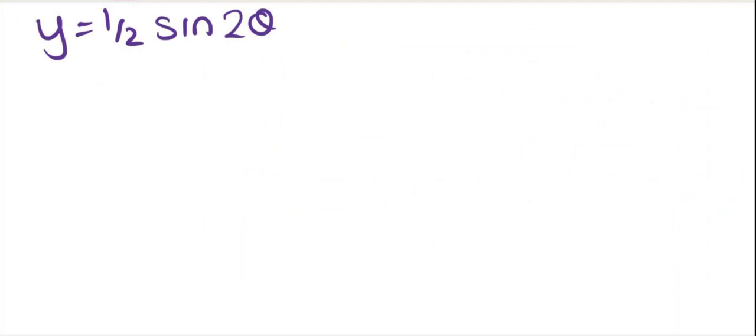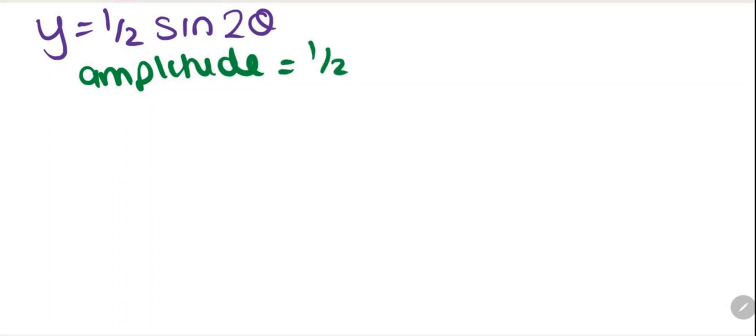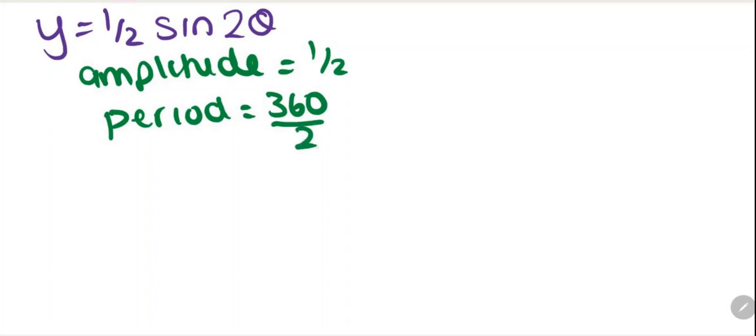Okay, so looking at this graph, our amplitude is a half, or 0.5. And then our period will be 360 divided by b, which is 2. So our period is 180 degrees.